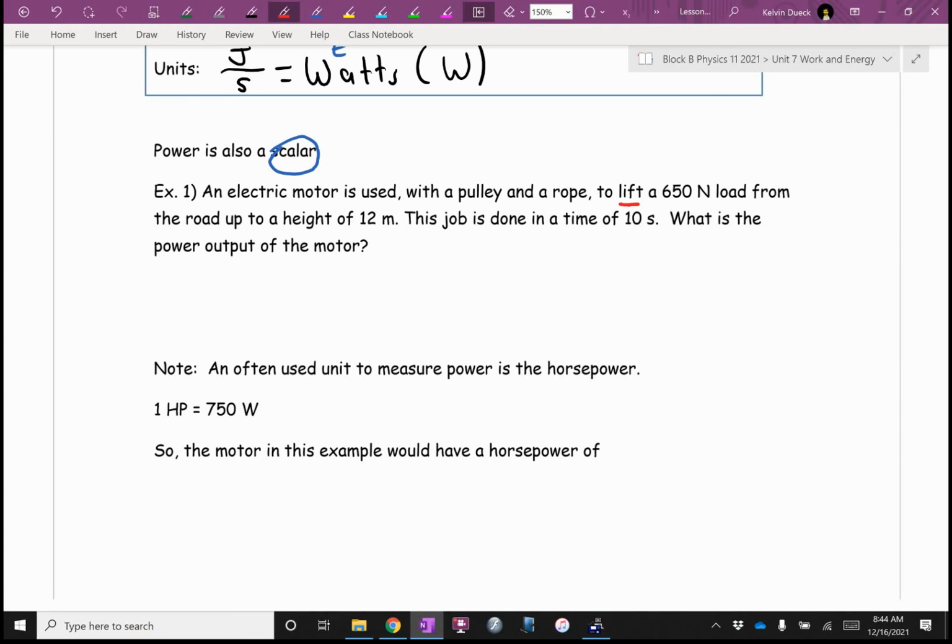650. Ooh, what are the units next to that 650? What is that? Which force? This here is mg. They apparently found the mass and multiplied it by 9.8 for me. Well, thank you very much. To a height of 12 meters, the job is done in a time of 10 seconds.